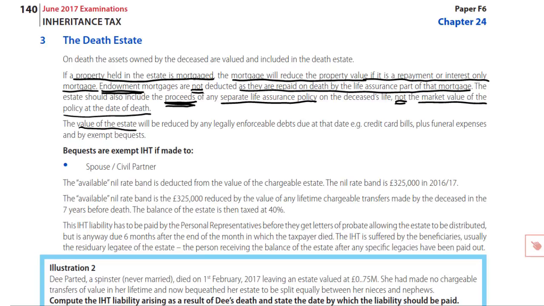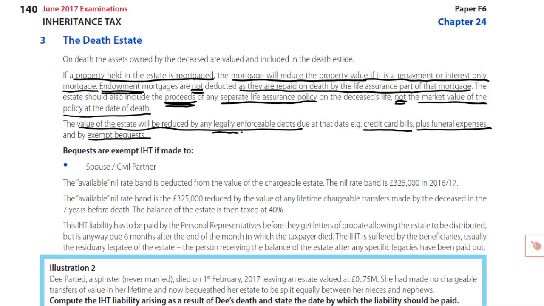Therefore, the value of that estate will have to be reduced by any legally enforceable debts due at that date. So, for example, credit card bills there. That was a liability. It doesn't get wiped clean just because you happen to have died. That will need to be paid out of the deceased's estate. What we're also able to do is to take out funeral expenses, or to be precise, reasonable funeral expenses. You'll see nothing other than that in terms of your exam question. And then any exempt bequests, which we come to separately here, and we'll list them out in a moment's time.